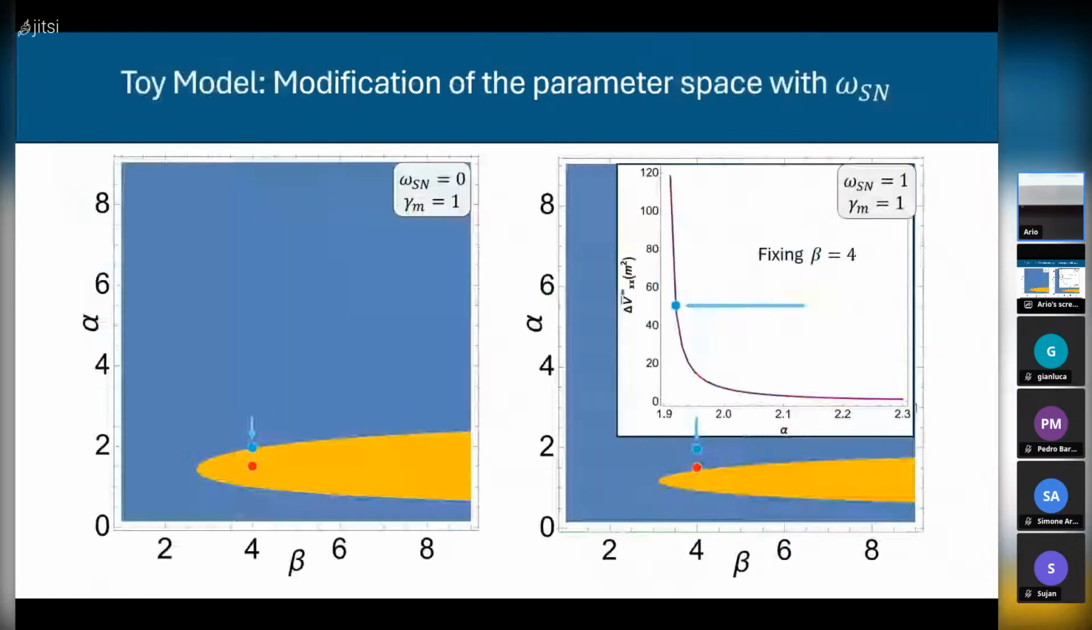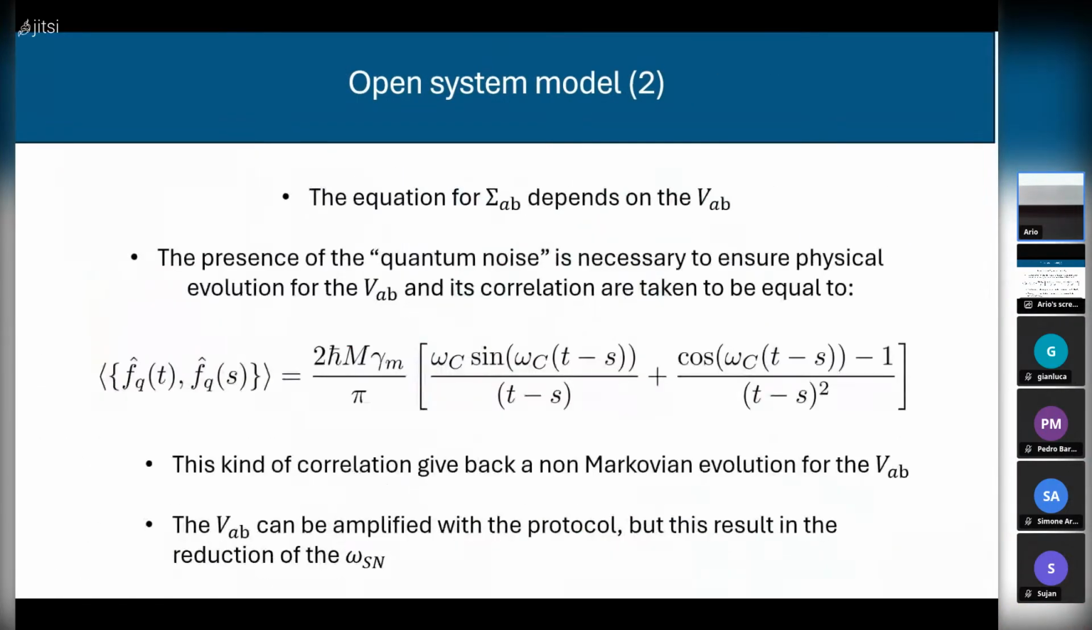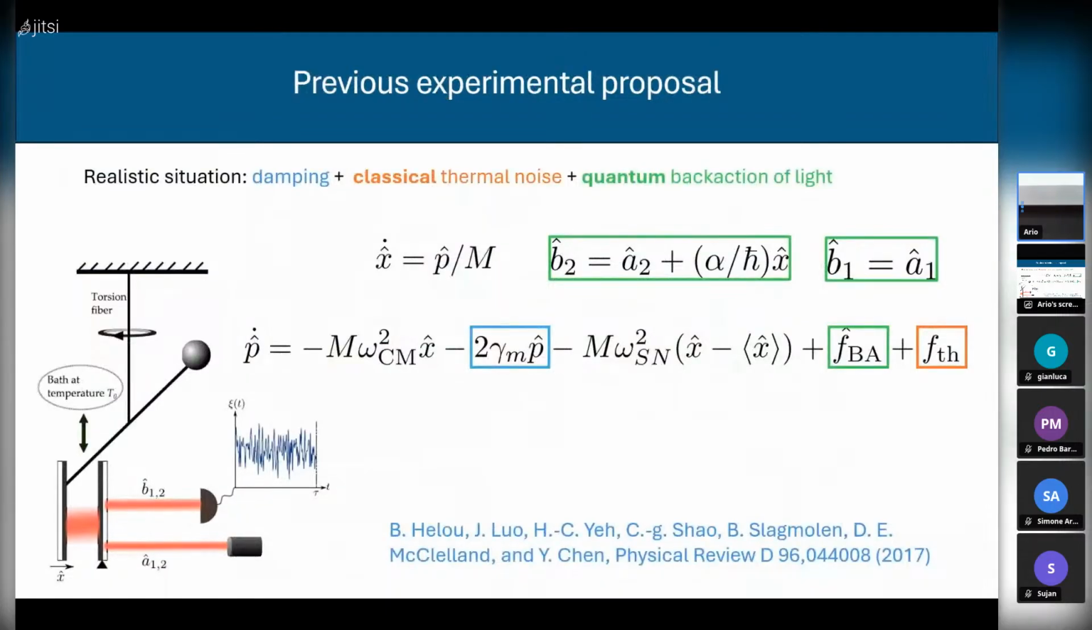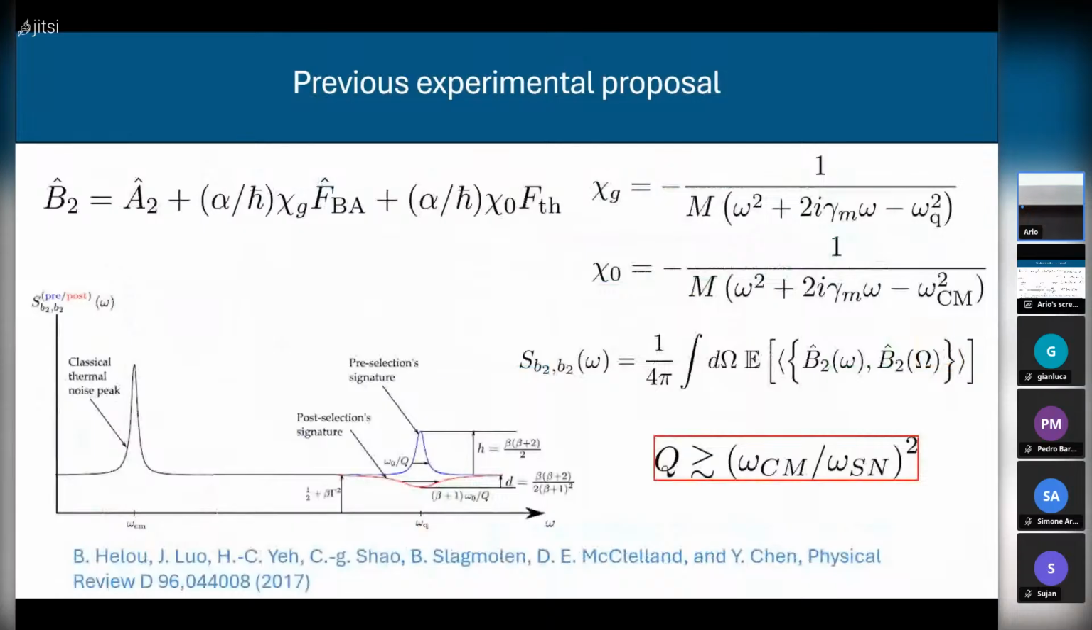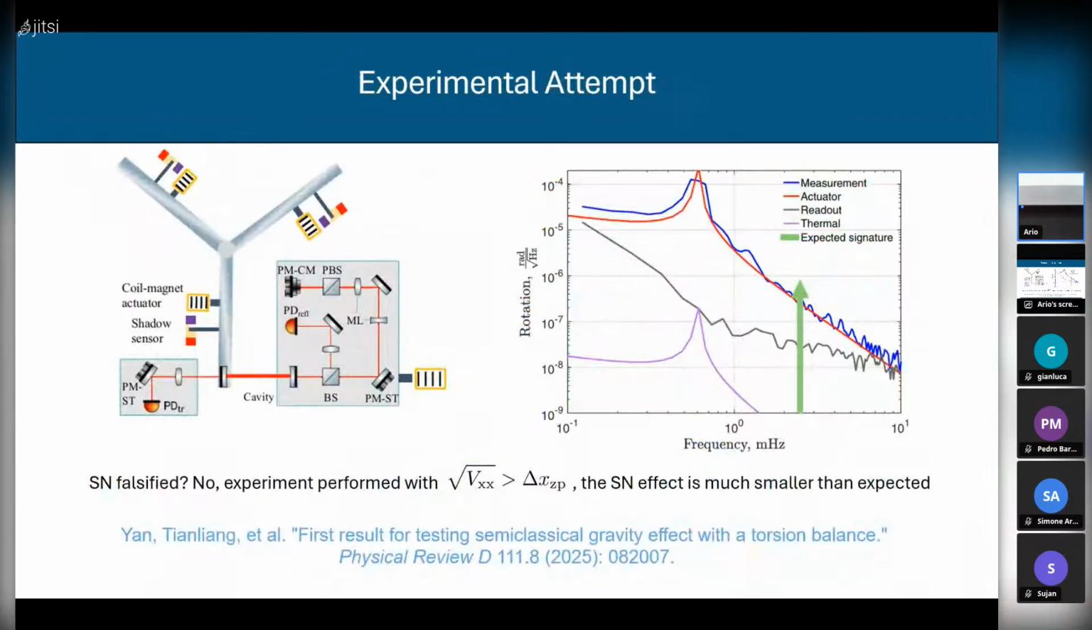So in the end, these are some experimental proposals that are present in the literature, but I'm not going to discuss them now because I don't think I have a lot of time left. How much time do I have? Okay.